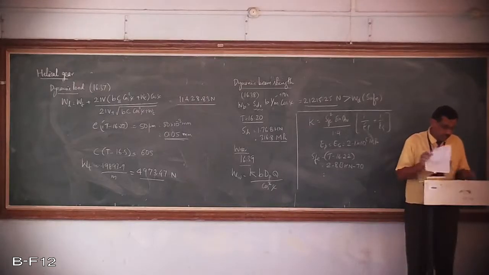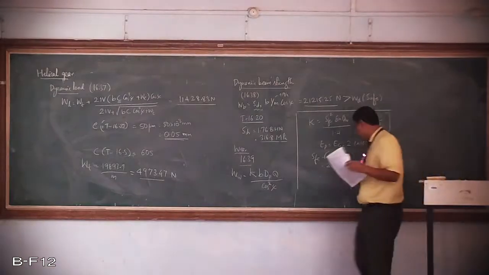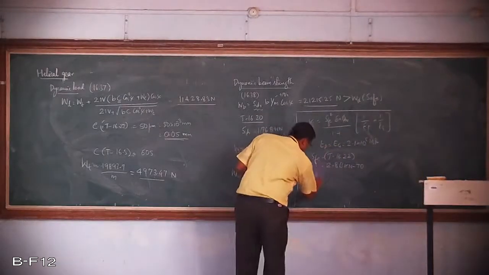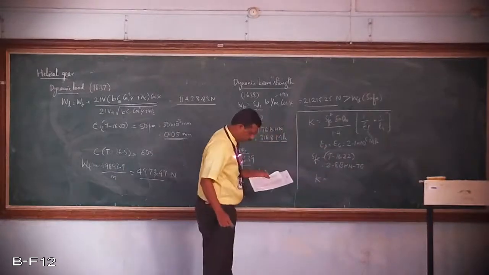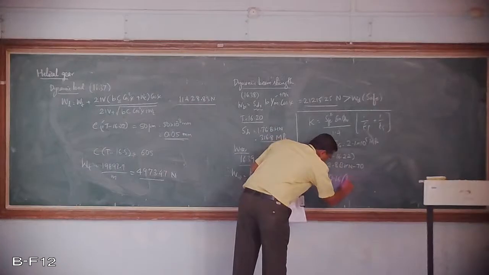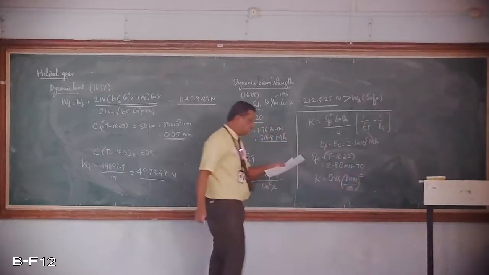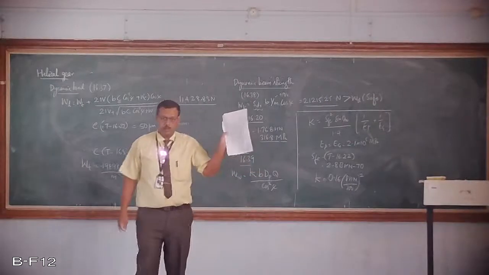If you see the helical gear, they have given one table just below itself. This can be found out, or you can directly get the value of K as 0.16 into (BHN divided by 100) squared, if it is a steel and steel combination. The equation is given here.